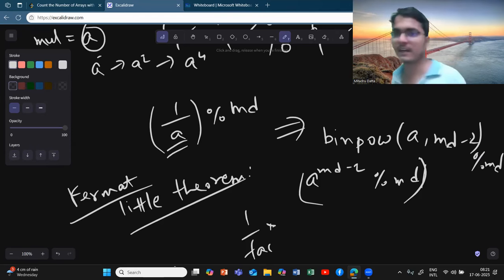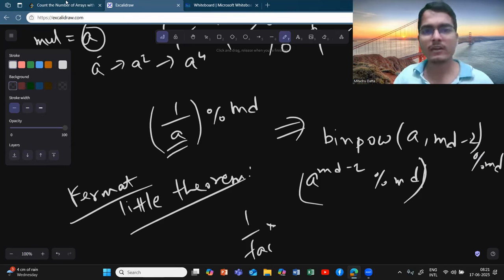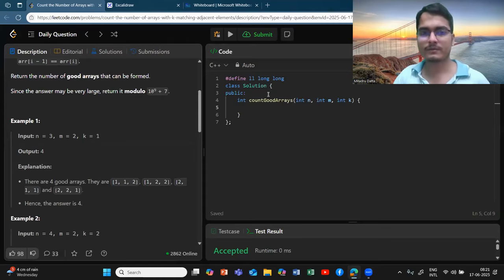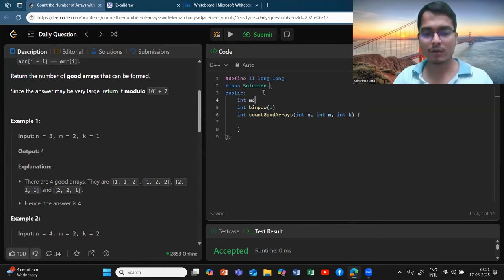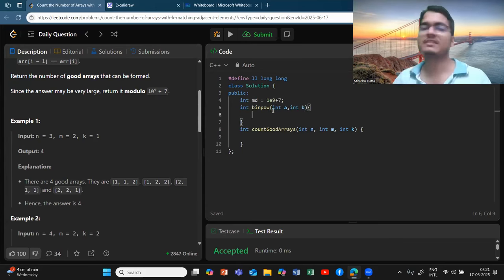Inverse factorial you can easily calculate. So let's try to calculate a few things. First of all, I will calculate binary exponentiation as I told. I will have a mod also here, int mod as a global variable, which I will use again and again, 1e9 plus 7. So now binary exponentiation, I need to calculate a power b in the fastest possible manner.